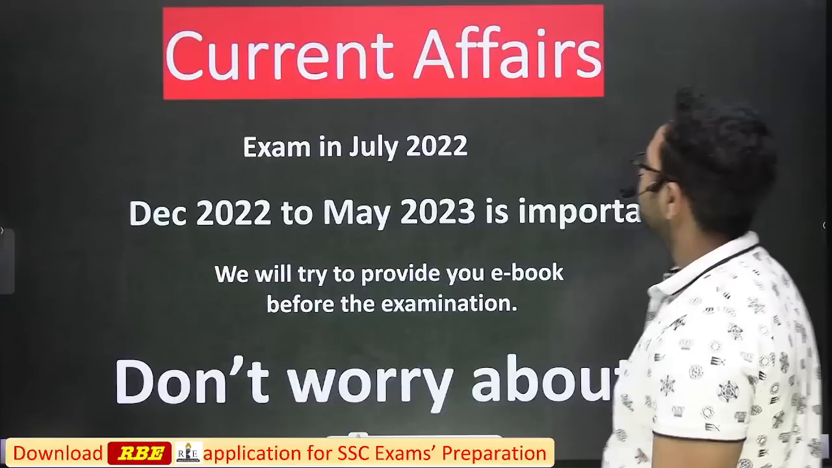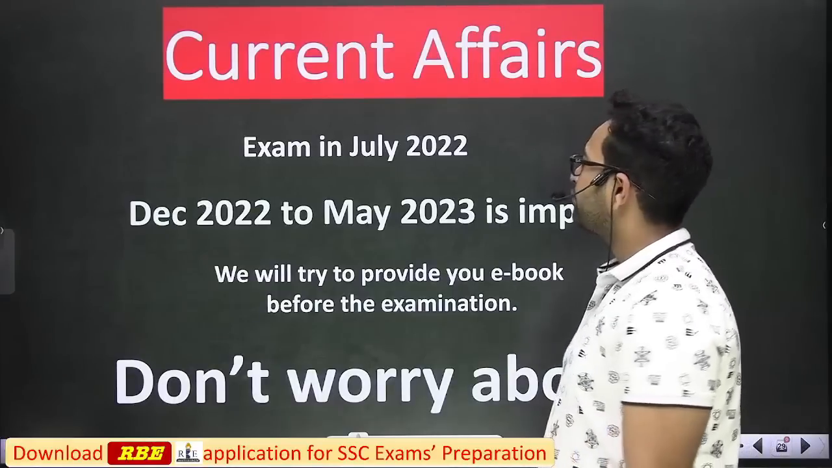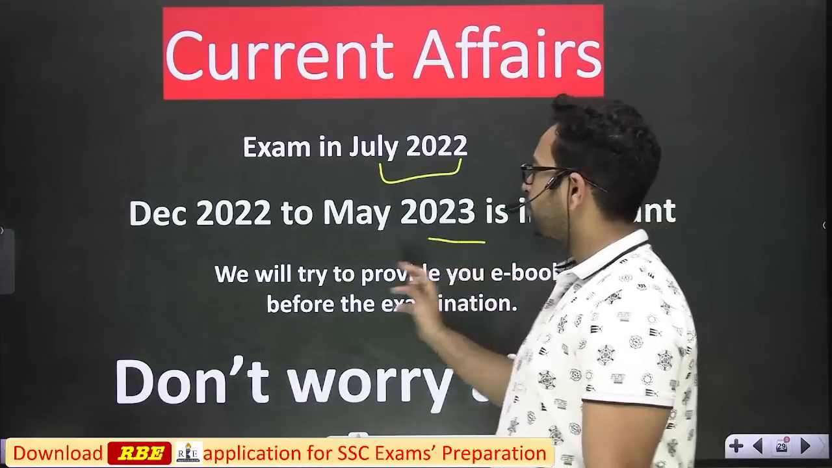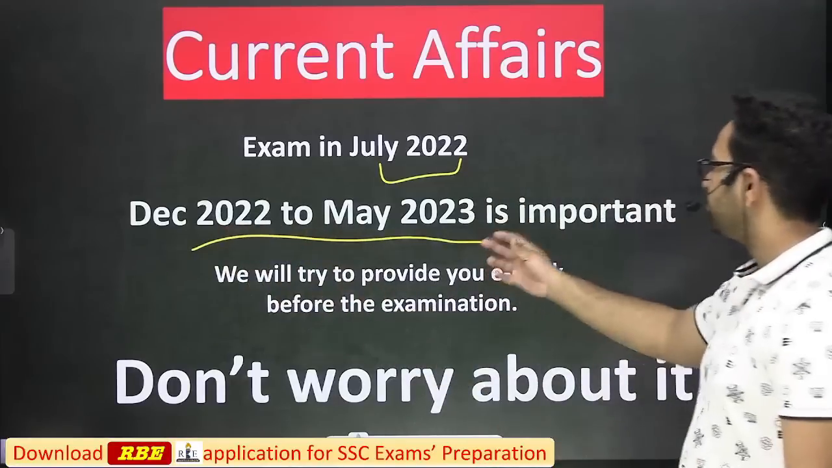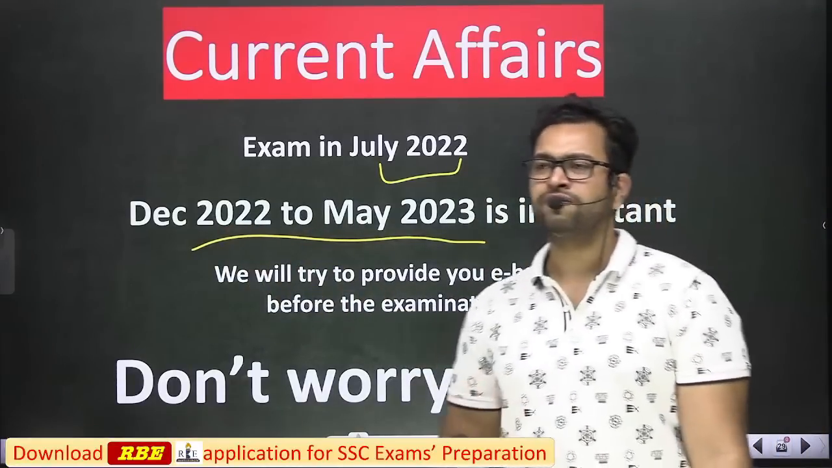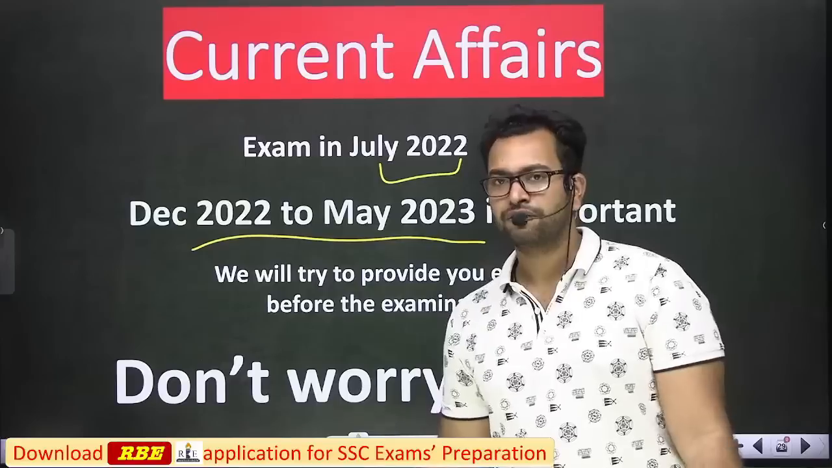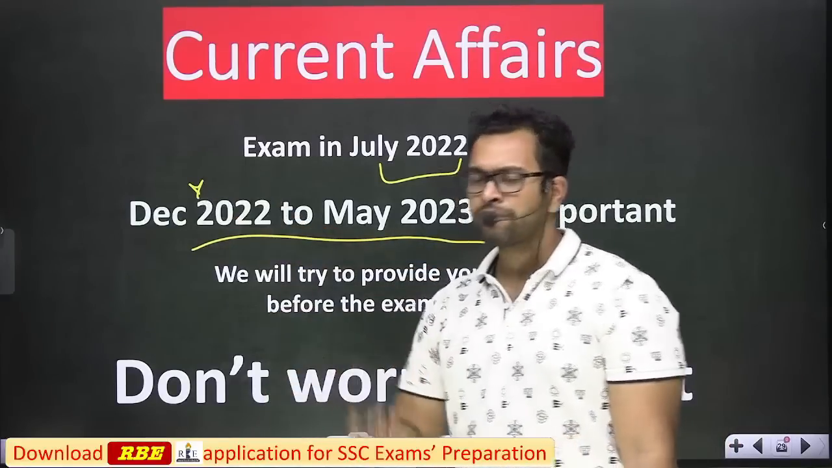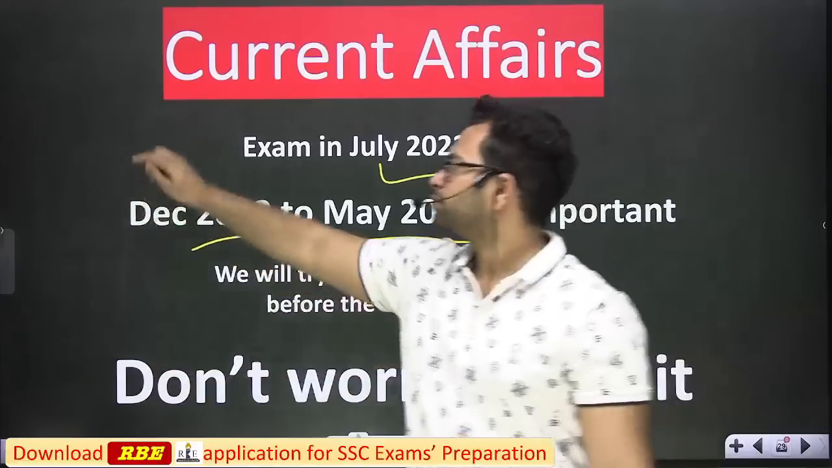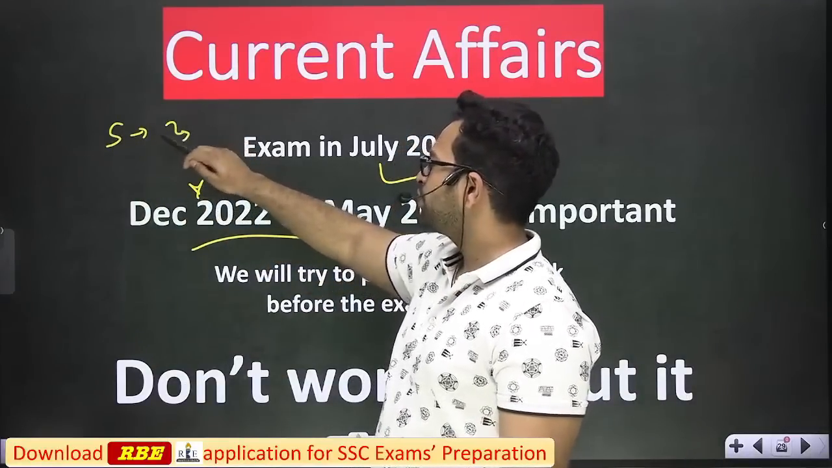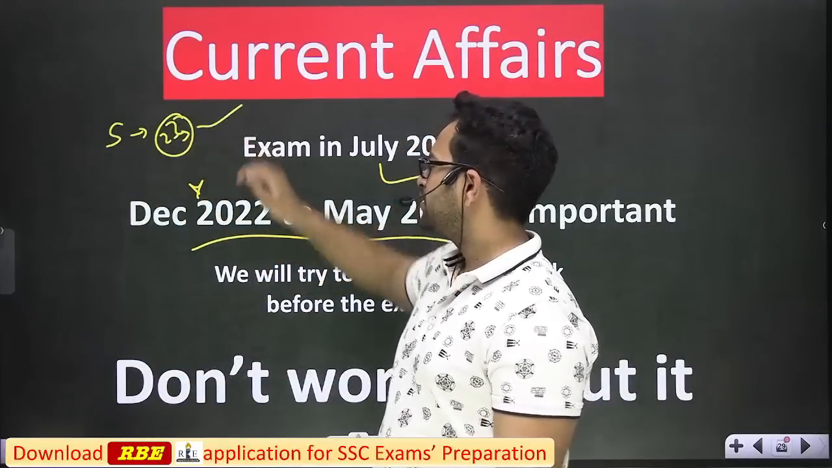Let's move ahead. If we talk about current affairs, your exam is scheduled in July, right? So December 2022 to May 2023 current affairs are very important. Although SSC can ask anything in the current affairs section, it is recommended that you do this, as there is a higher probability that if 5 questions are coming from current affairs, you will definitely get 2 to 3 questions at least from this time period.